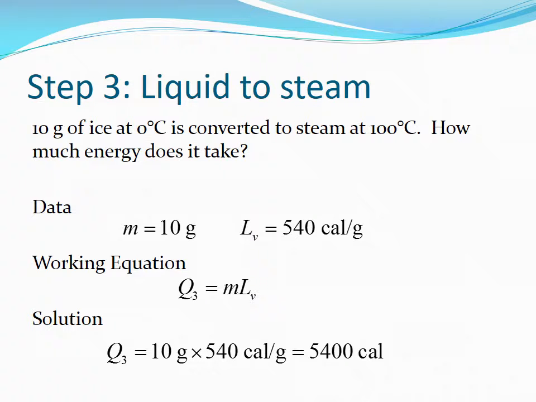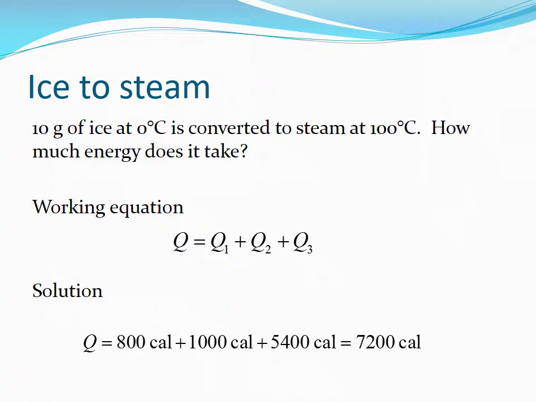The final step of the process converts the 10 grams of liquid to steam at 100 degrees Celsius. We use the mass and latent heat of vaporization of the water, and we get the amount of heat needed is 5,400 calories. Finally, we add the heat required for each of the 3 steps and find it takes 7,200 calories to convert 10 grams of ice at 0 degrees to 100 degrees steam.